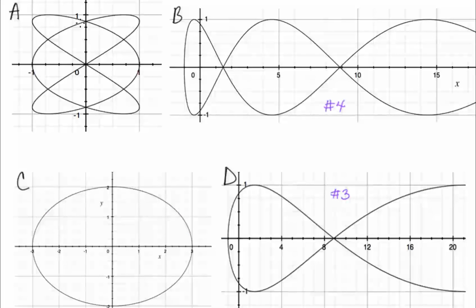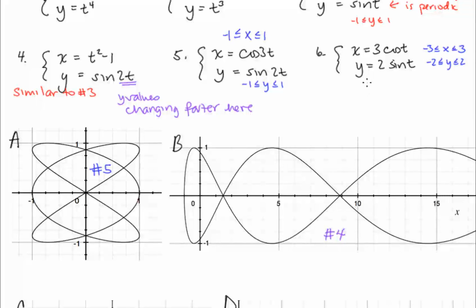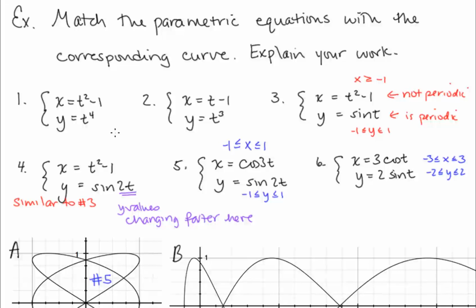So notice in A we have x and y bounded by 1 and -1. And in C we have x going from -3 to 3 and y going from -2 to 2. So this is graph number 6 and this is graph number 5. Keep in mind we saw an equation very similar to this earlier in the lesson, and that was also an ellipse. Now let's take a look at equations 1 and 2.